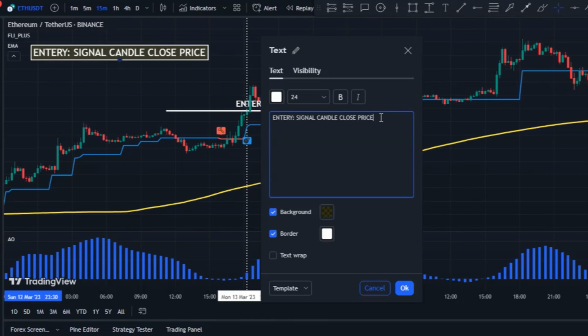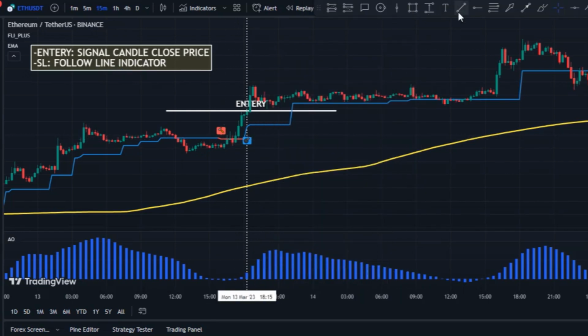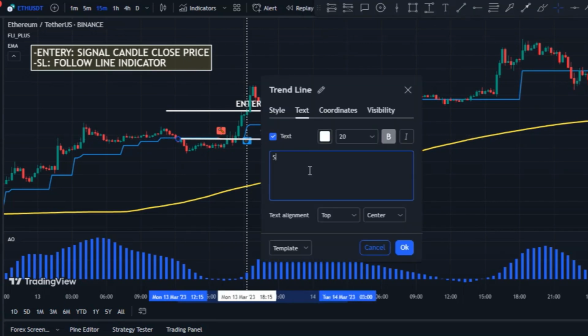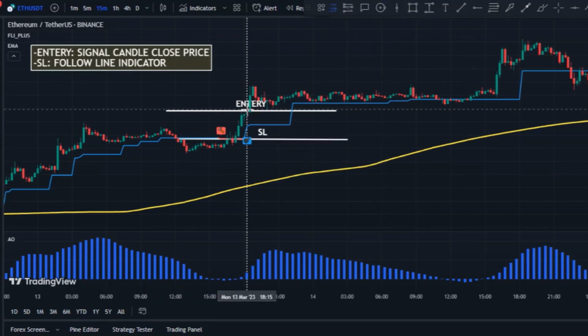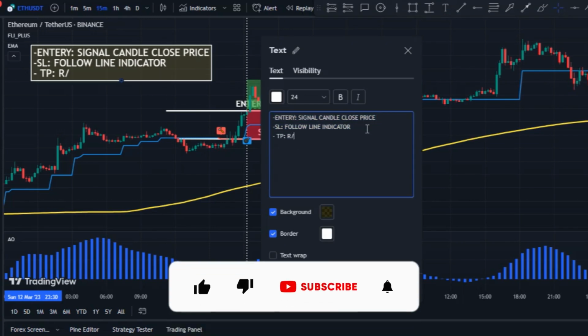And use the FLI indicator to determine the stop loss. So place the stop loss below the line of this indicator. And consider setting your target at the risk-reward ratio of 1 to 2.